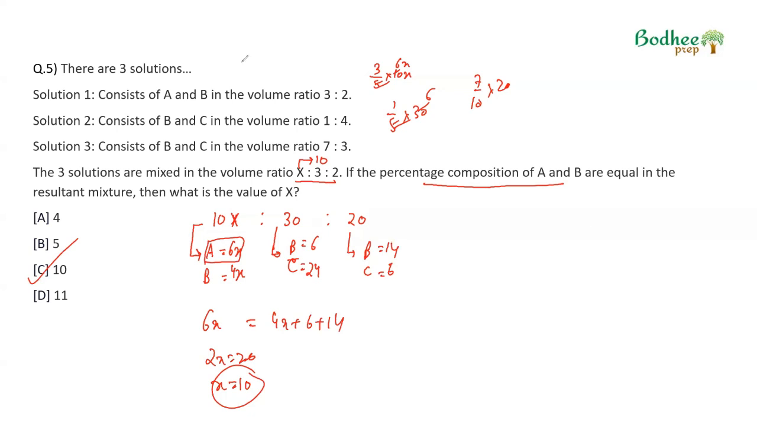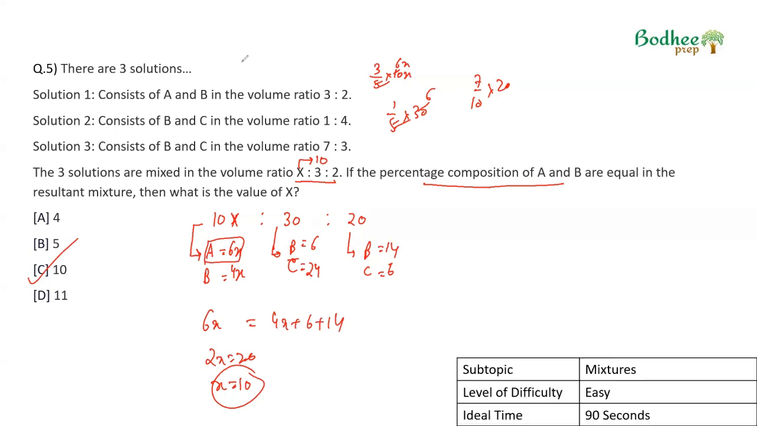Again, if you look at the level of difficulty, the question is not very difficult. The numbers are easy. They are easily dividable in the sense that, if we multiply this by 10, getting a ratio of 3 is to 2, 1 is to 4, 7 is to 3 is not difficult. And then we are just equating A and B. So not a difficult question, should be attempted in the exam. And since the solution is not very calculation intensive, should not take more than about 90 seconds.